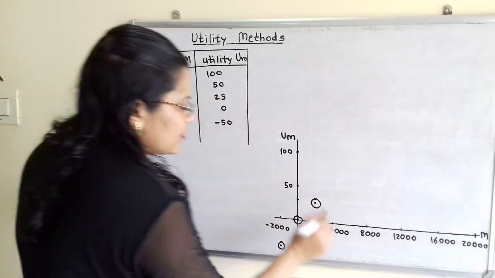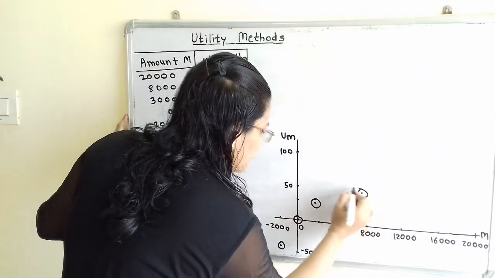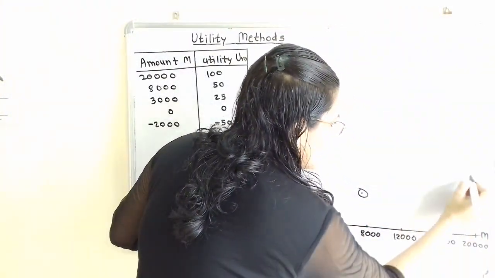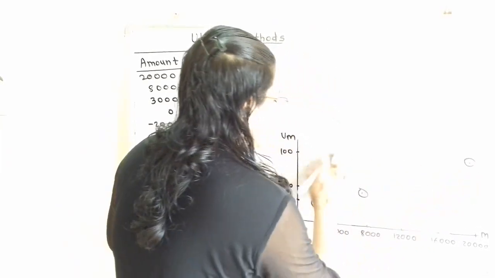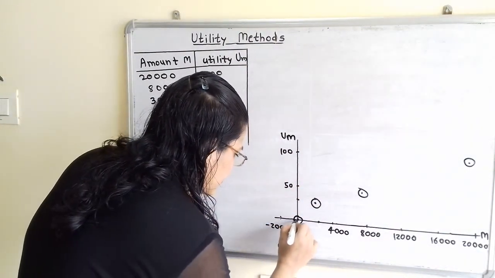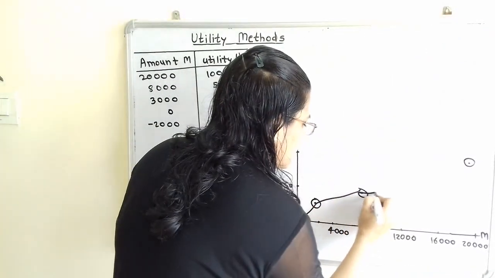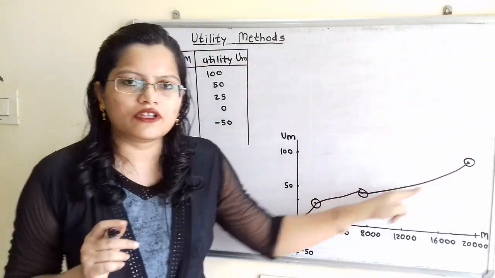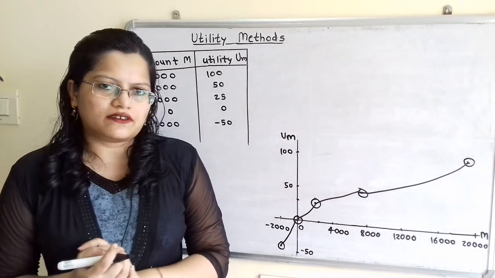For 8,000 it is 50. So for 8,000 we will assign here 50. So here is 50. And then for 20,000 it is 100. So here is 20,000 and here is 100. So we have to assign here one point. Now we will join all these points. Now if we observe, this curve is of third type, that is the businessman is the risk taker.